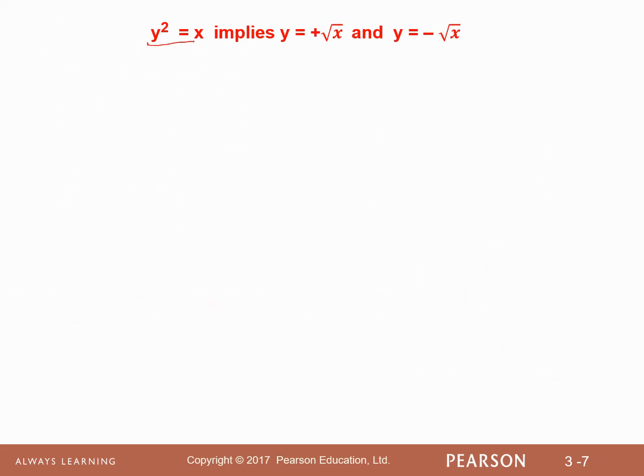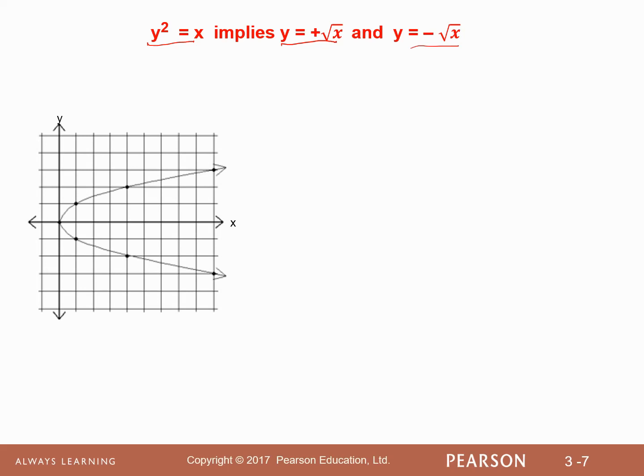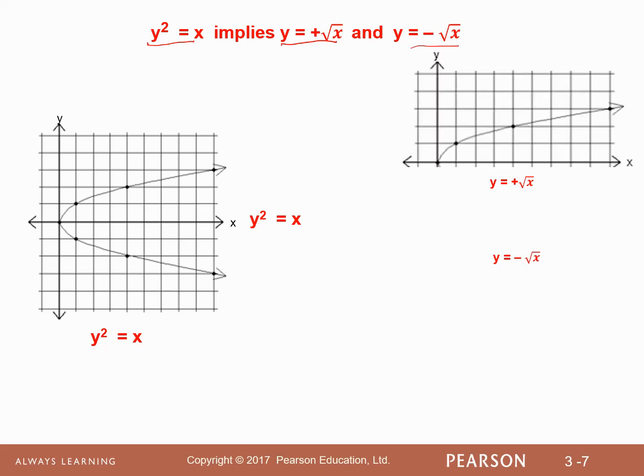So, if we have y squared equal to x, then it implies that there are two solutions, y equal to square root of x and y equal to negative square root of x, correct? Yes, good. Now, this is our graph, and we call it y squared equal to x, that's its equation. We said we can get two roots out of it: y equal to square root of x and y equal to negative square root of x.